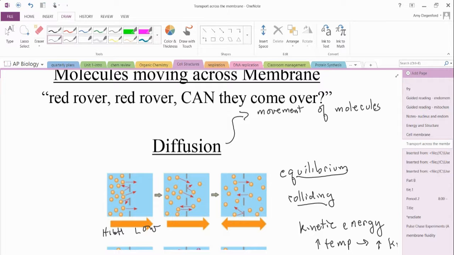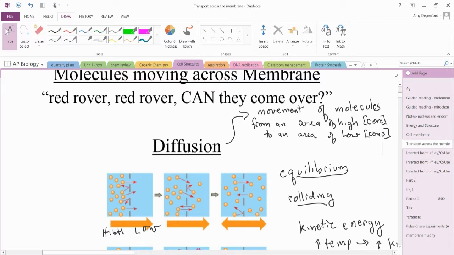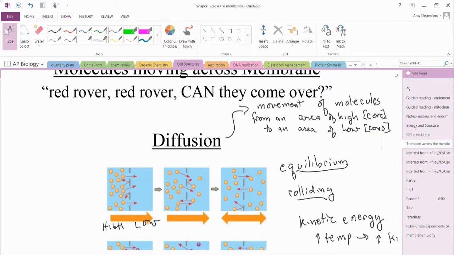And so diffusion is the movement of molecules from an area of high concentration. And concentration, you might recall from chemistry, is symbolized with the brackets. From an area of high concentration to an area of low concentration. And the typical, I'll leave that there for a second. So the typical picture is that of molecules going from high to low.